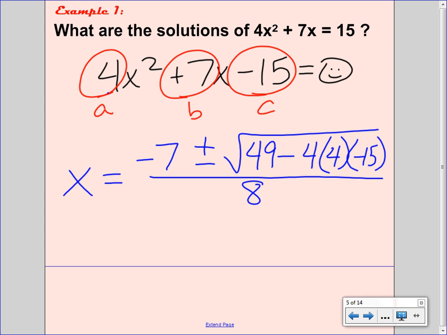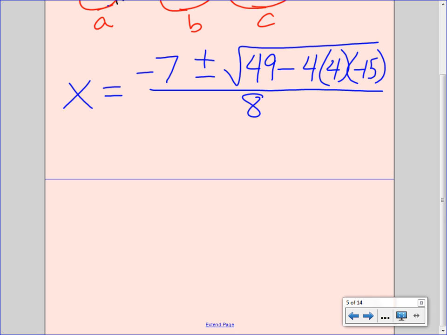What is 2 times 4? 8. I'm going to recommend you do as much as possible mentally as you fill it in to avoid problems with the order of operations later. Grab a calculator and do it by hand, whatever works for you. We need to simplify under the radical first. Order of operations says we need to finish what's under the radical. It's like a little grouping symbol. So what is 49 minus 4 times negative 15? What does that come out to? 289.